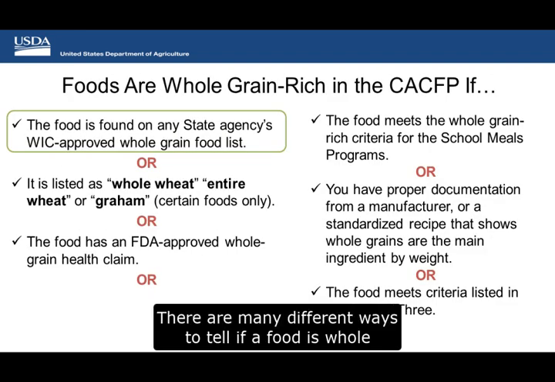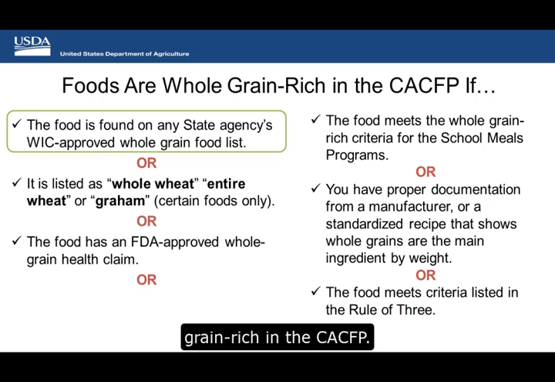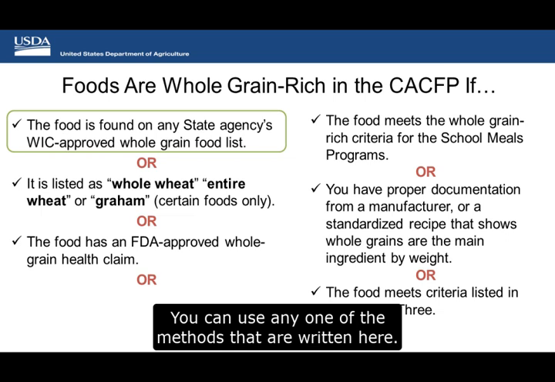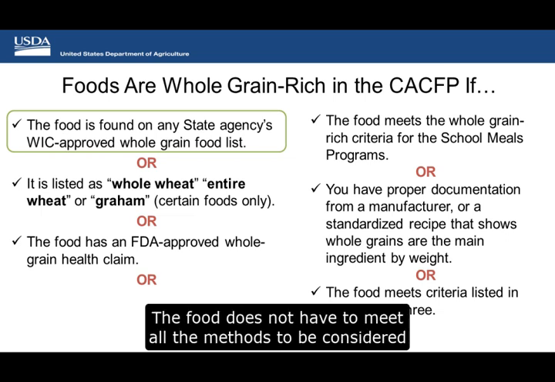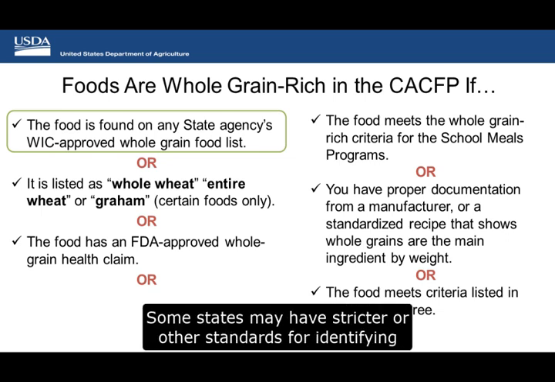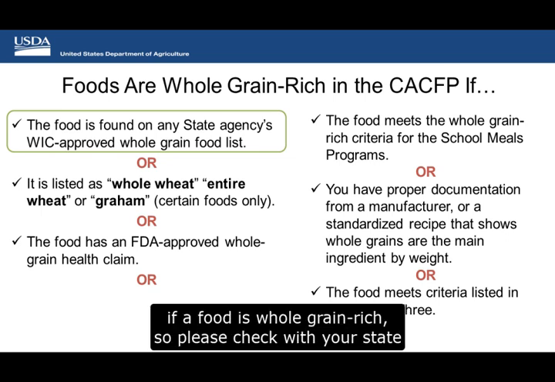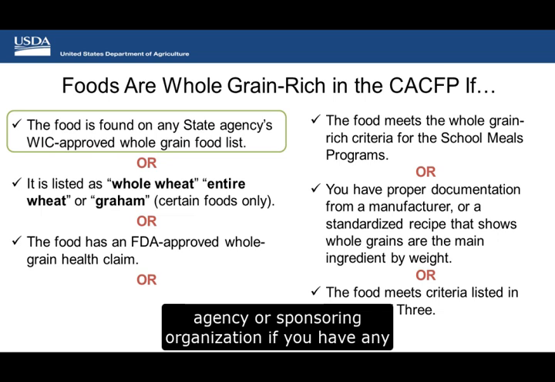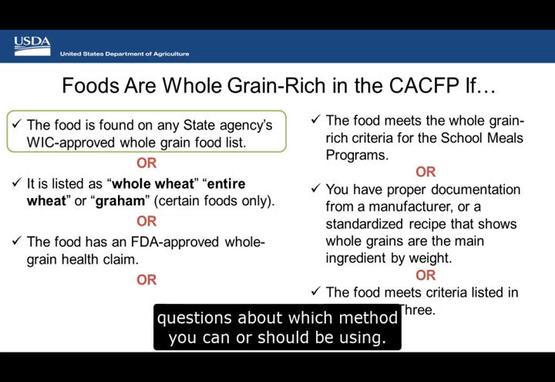So there are many different ways to tell if a food is whole grain rich in the CACFP. You can use any one of the methods that are written here. The food does not have to meet all the methods to be considered whole grain rich. Some states may have stricter or other standards for identifying if a food is whole grain rich, so please check with your state agency or sponsoring organization if you have any questions about which methods you can or should be using.